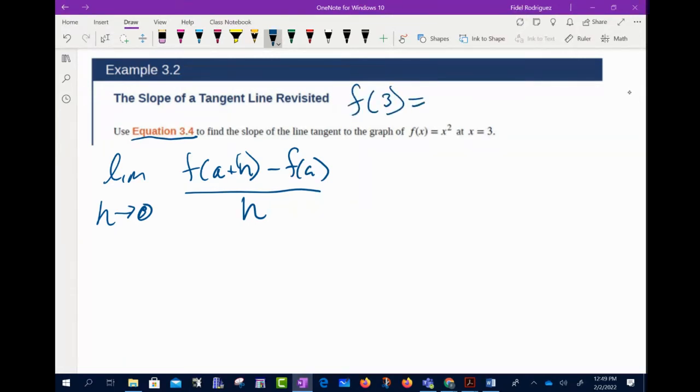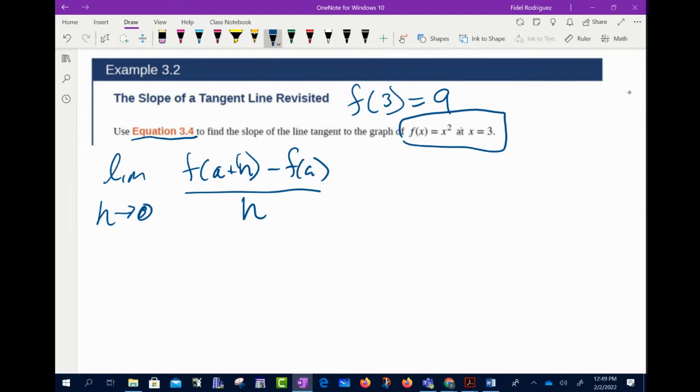Okay, so first question. Everybody agrees that f of 3 is still equal to 9? Right, because it's the same function. We're still looking at f of x equals x squared. We're still looking at x equals 3. So we're still dealing with the same equation that we were dealing with in the previous problem, okay?